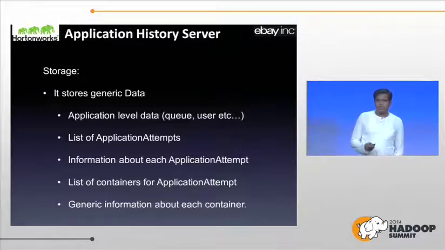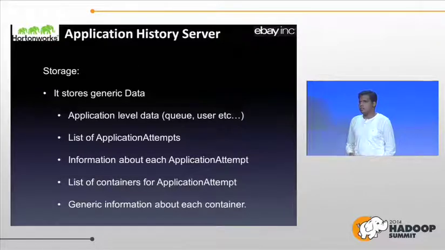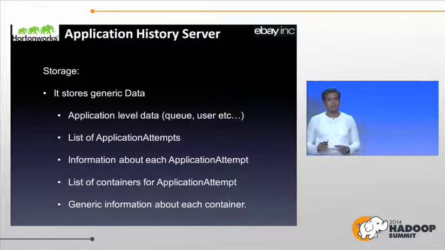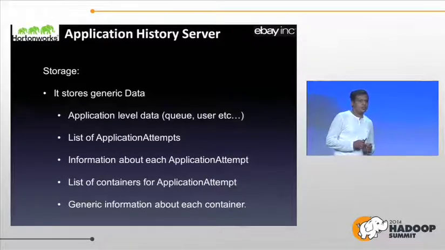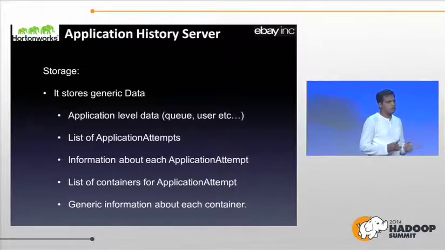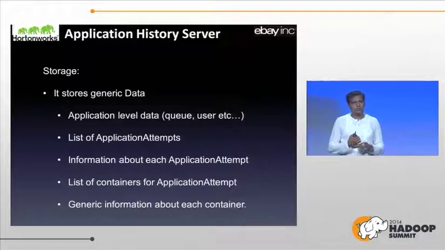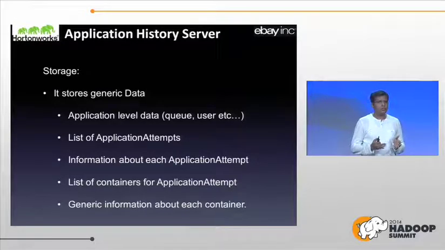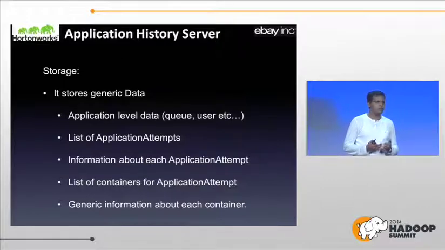So there is generic data and there is framework-specific data. All the generic data, which is generic enough for all applications, it stores. We don't store anything which is application-specific, like MapReduce job counters, etc. For that, we have the timeline server, which Shiji will talk about a little bit, that stores all of that.